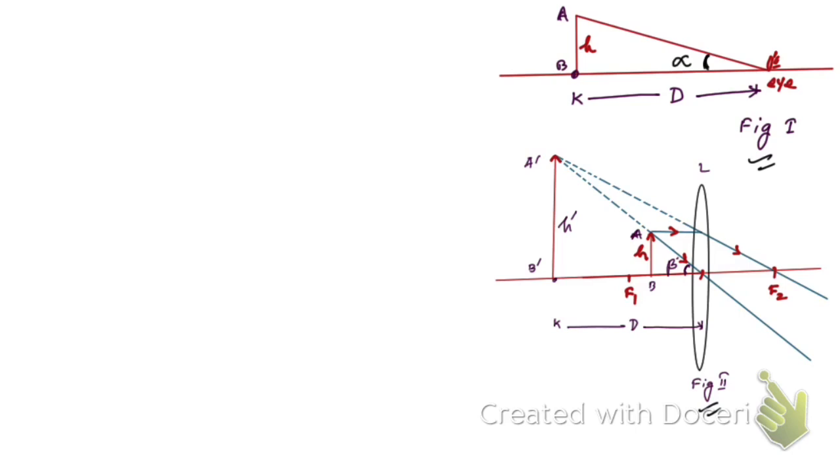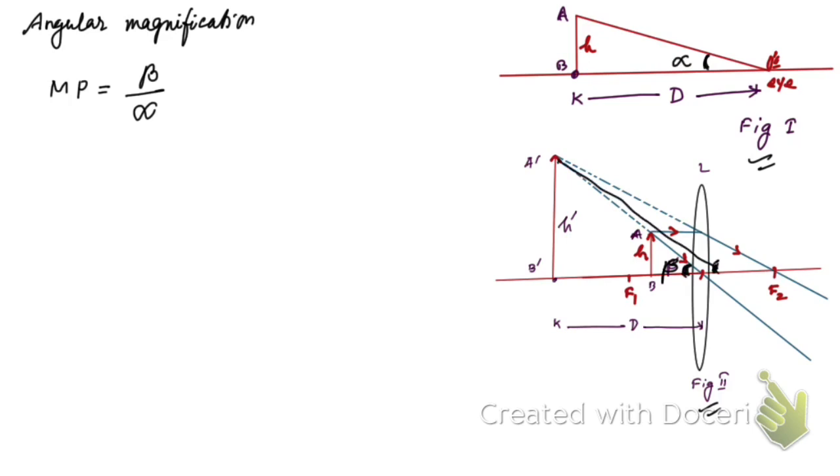According to the definition of magnifying power or angular magnification, let me write here MP, magnifying power or angular magnification. According to the definition, it must be equal to beta by alpha. So in this figure 2, beta is the angle subtended by the image at the eye. Here the eye is not drawn, actually the eye is very close to this lens. So if this is the eye, then the angle subtended by the image is this one.